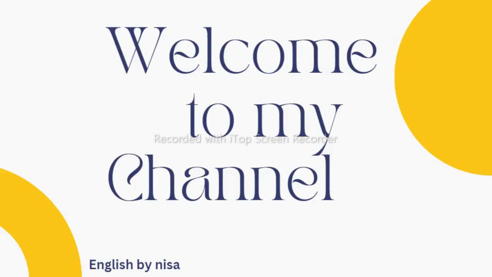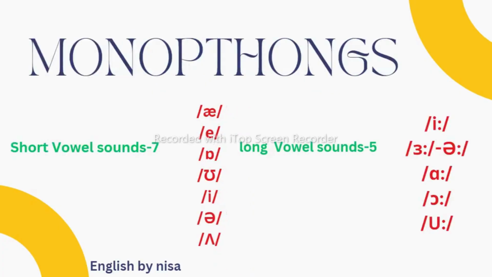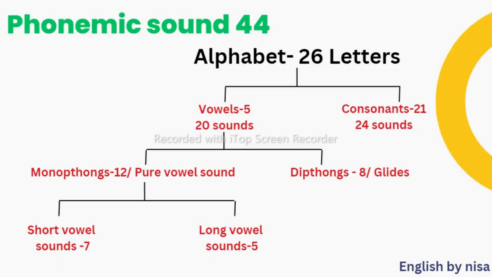In today's video we are going to discuss diphthongs. In the previous video I explained monophthongs, and also what linguistic and phonemic sounds are. We have 44 phonemic sounds out of these 26 letters.